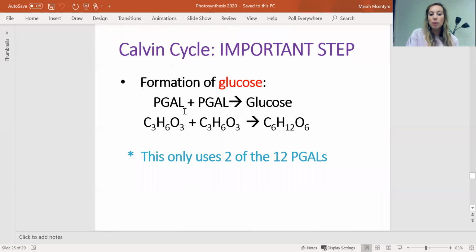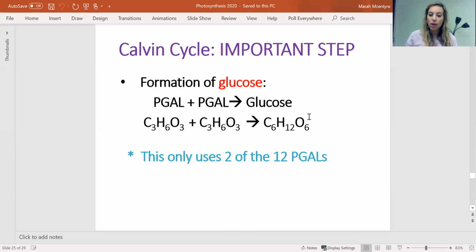All right, so we know that PGAL is a 3-carbon molecule. We're going to combine 2 of those to make 1 glucose. And you see here how the math adds up. We have 3 carbons plus 3 carbons gives us 6 carbons. We have 6 H's plus 6 H's gives us 12 H's. And 3 oxygen plus 3 oxygen gives us 6 oxygens. So we've made 1 glucose out of 2 PGALs.